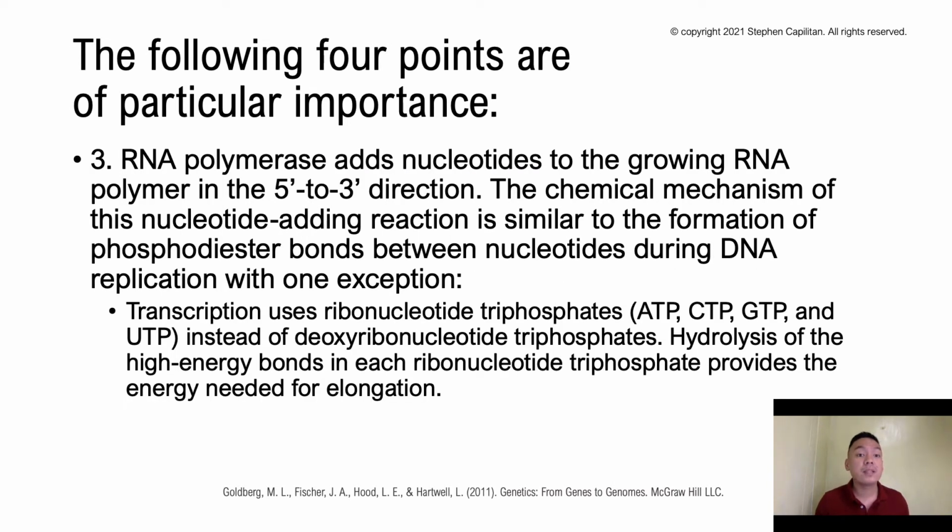RNA polymerase adds nucleotides to the growing RNA polymer in the 5' to 3' direction, and the chemical mechanism of this nucleotide adding reaction is very similar to the formation of phosphodiester bonds between nucleotides during DNA replication, but with one exception. Transcription uses different ribonucleotide triphosphates, ATP, CTP, GTP, and UTP, instead of deoxyribonucleotide triphosphates. And hydrolysis, if you can still remember, of the high energy bonds in each ribonucleotide triphosphate provides the energy needed for elongation.